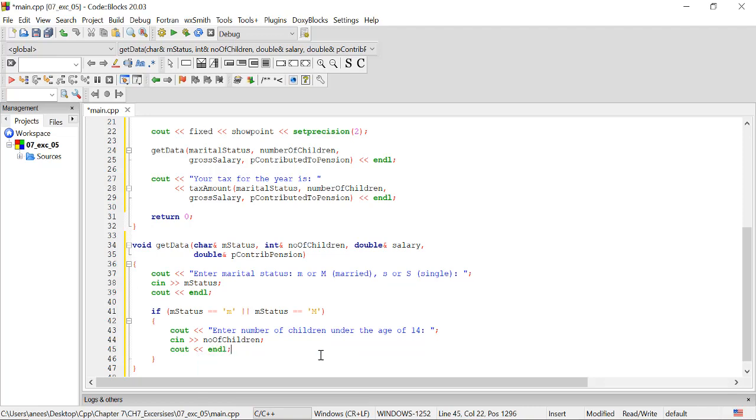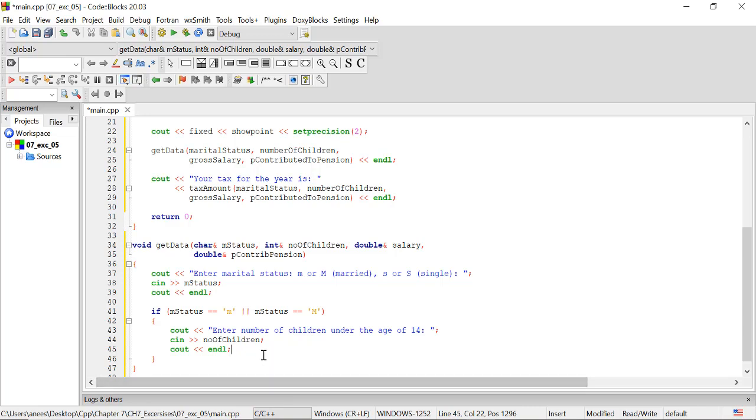Now you can see here that we actually have to take in the value of the number of children because we get a little bit less tax depending on how many children that we have. And also we have to talk about the marriage, right? Because you get $7,000 in tax exemptions if you are married, and only $4,000 if you are single.